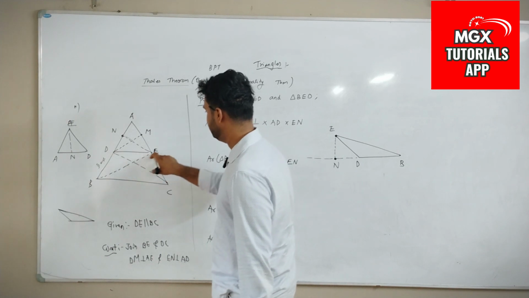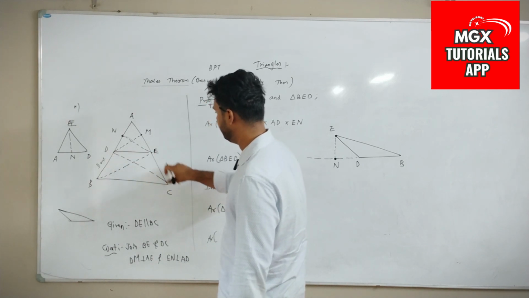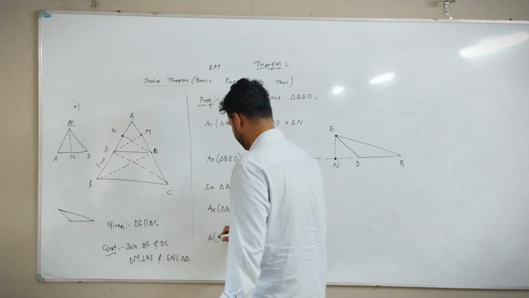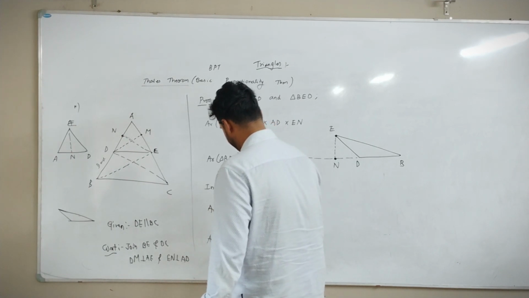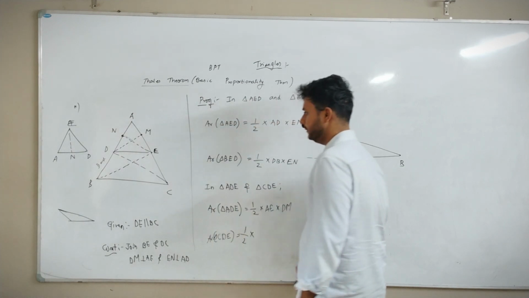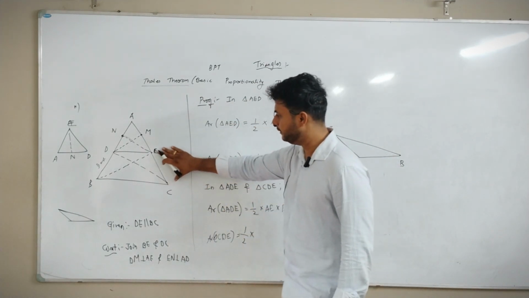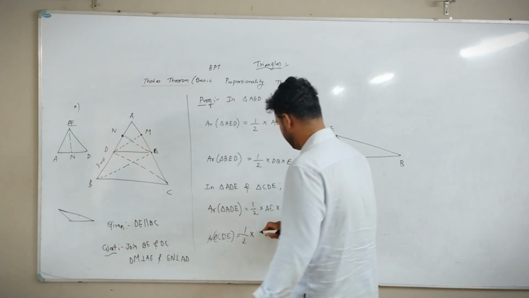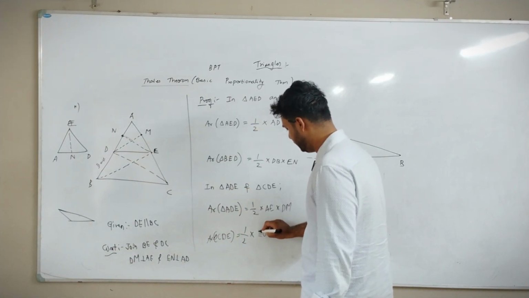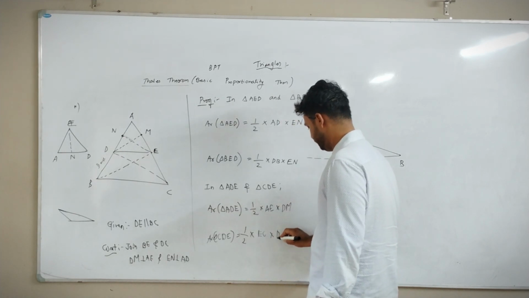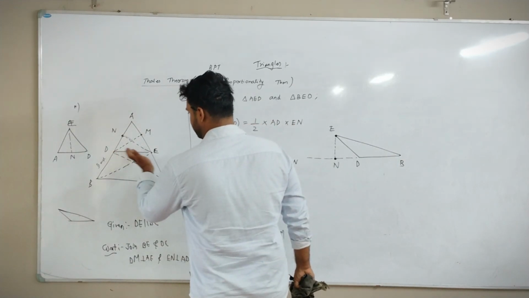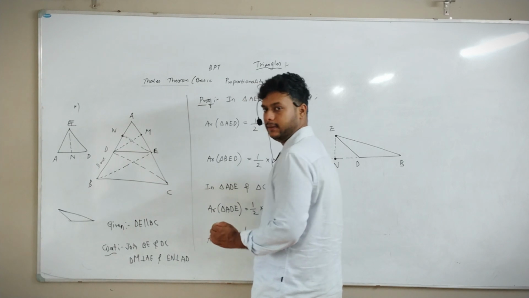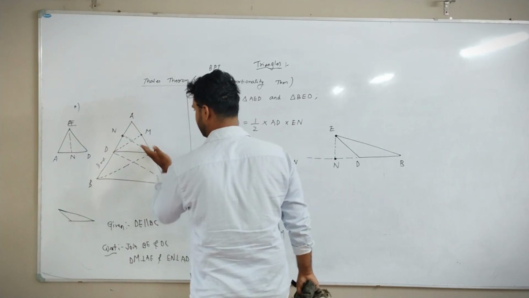Next, area of triangle CDE is equal to half into, what's the base? EC I will take. Half into EC into, what's the height? Very good, DM. If I consider this triangle, this is the external height.